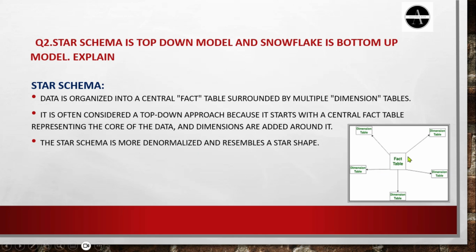Okay, this is in the center. You can see there is a fact table representing the core of the data, and the dimensions are added around it. That is why the structure of a star schema resembles a star, with the fact table at the center and dimension tables radiating outwards like the points of a star. The star schema is more denormalized and resembles a star shape.